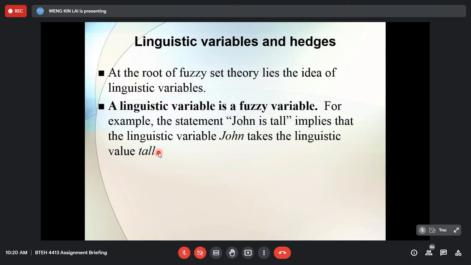So think of it as just a variable, but in this case the variable itself is self-explanatory, easy to understand. Then you assign a value. Is my area large, average, or small? Is my color white, not white, or dark? Those are your linguistic values assigned to that variable, in this case called John.